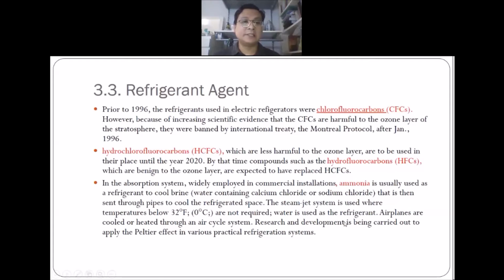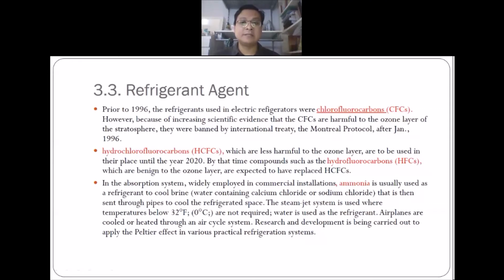And then next, in the absorption system widely employed in commercial installations, ammonia is usually used as a refrigerant to cool brine water containing calcium chloride or sodium chloride. It is then sent through pipes to cool the refrigerated space.